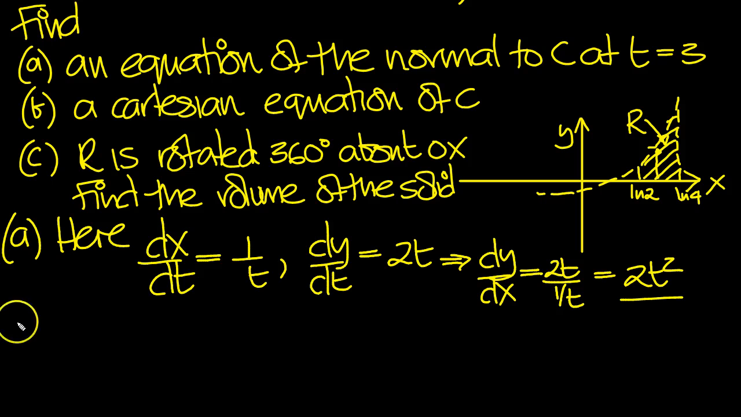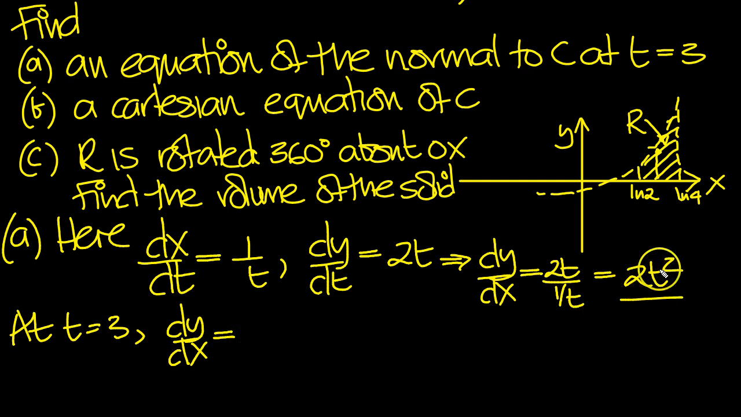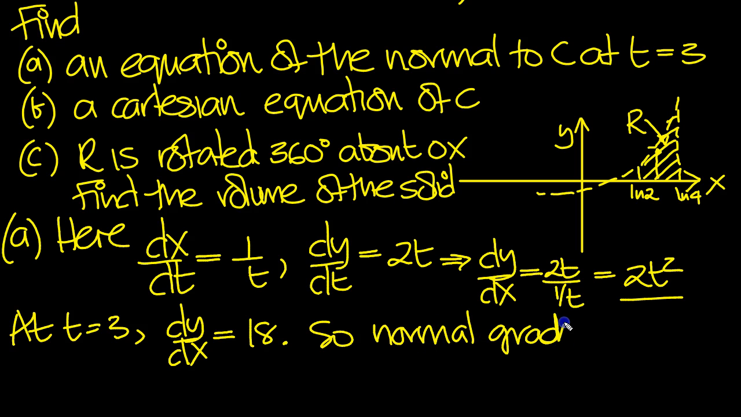So at t equals 3, dy dx, put t equals 3 in here. 2 times 3 squared is 9. 2 9s are 18. So the normal gradient is equal to, what times this gives minus 1? It's minus 1 over 18, isn't it? So there's the gradient of the normal.